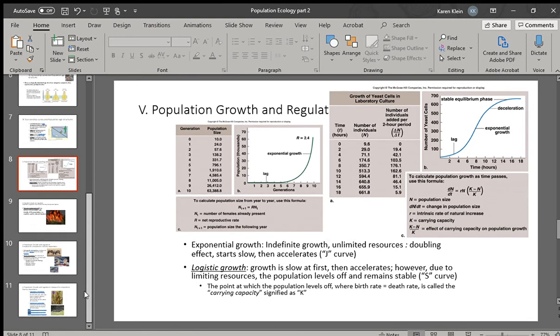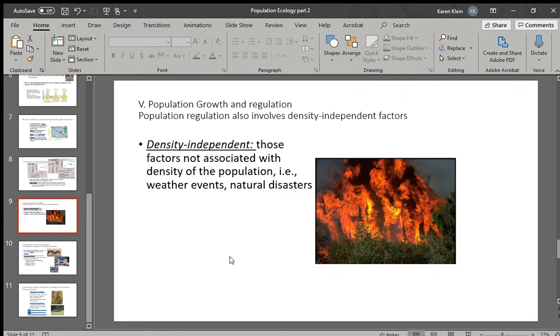Now, you can have different factors that regulate populations, the number of individuals in any given population. There's density dependent and there's density independent. Density independent population regulating mechanisms are where it doesn't matter how many individuals are in the population. These are events that will bring down the number of individuals regardless of how many there are. It's independent of those particular external factors.